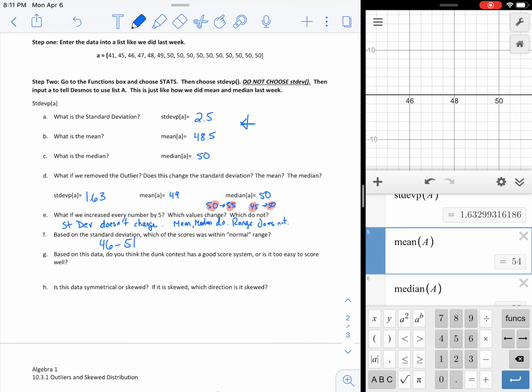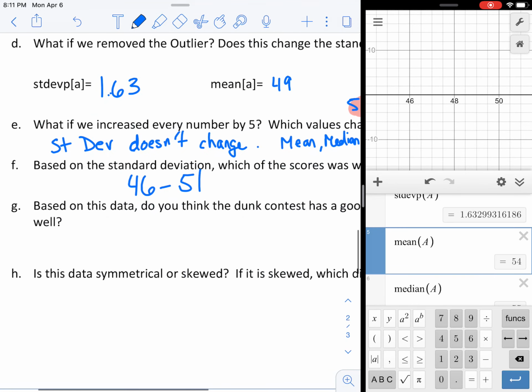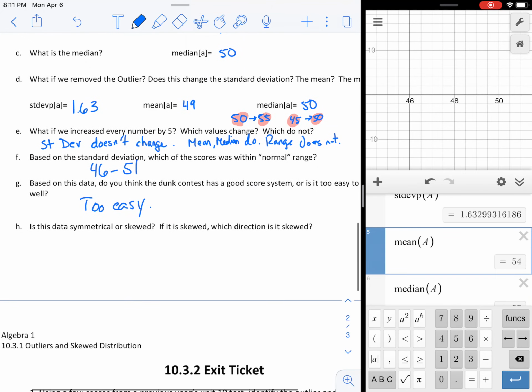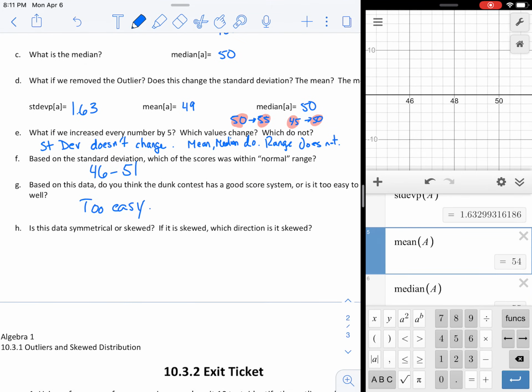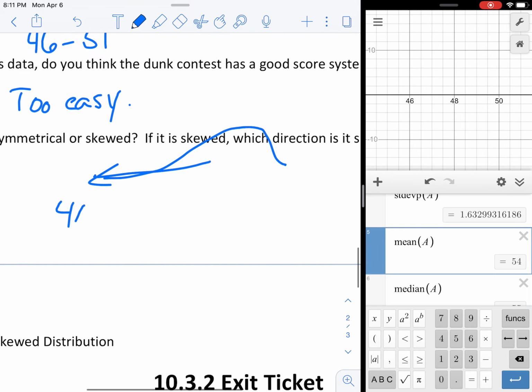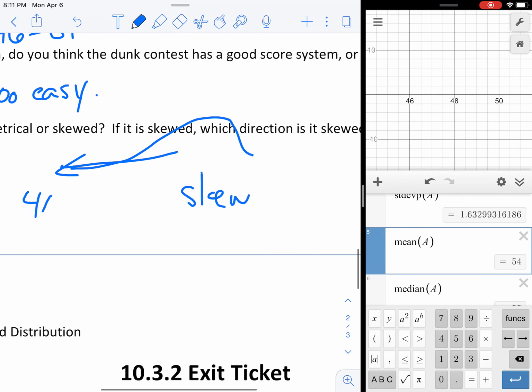Based on this data, do you think the dunk contest has a good score system, or is it too easy to score well? That's a personal opinion. I think it's too easy. I think Aaron Gordon should have won, but that's my own personal opinion. Okay, is this data symmetrical or skewed? If it is skewed, in which direction? It is definitely skewed. There is an outlier that is pulling it left, right, because 41's low. So the data would look like this. So that is skewed left.